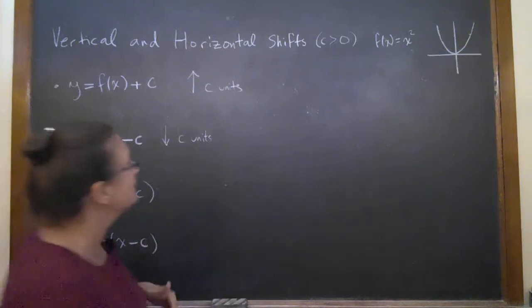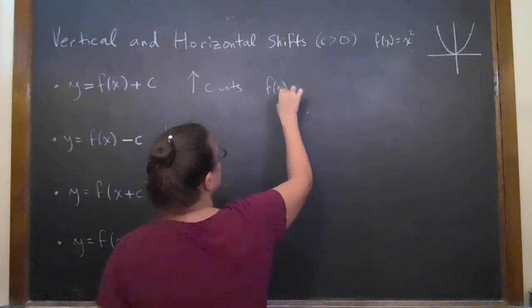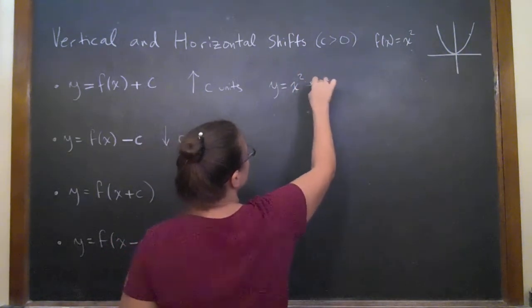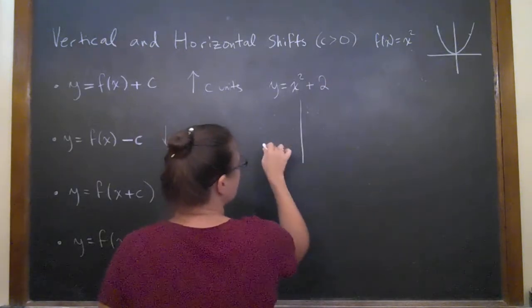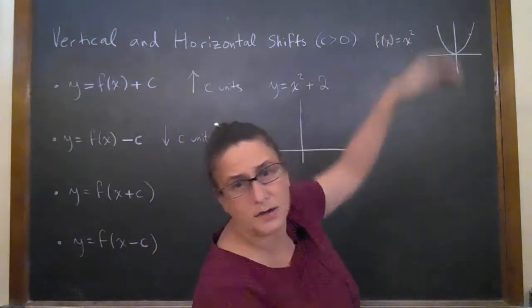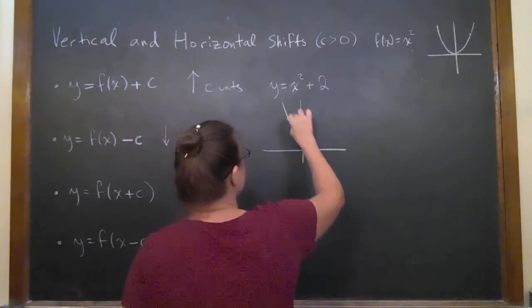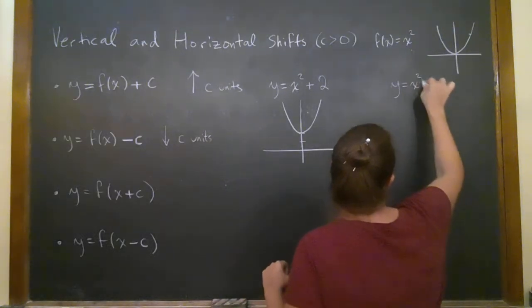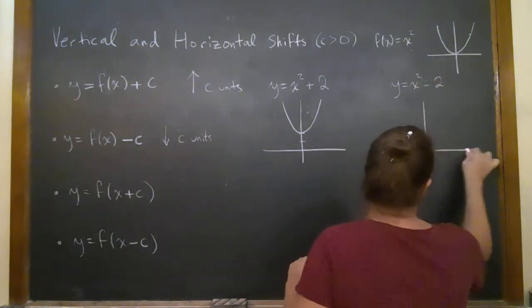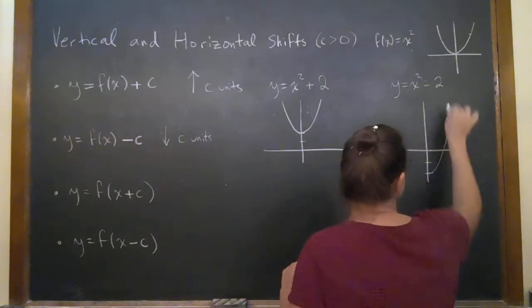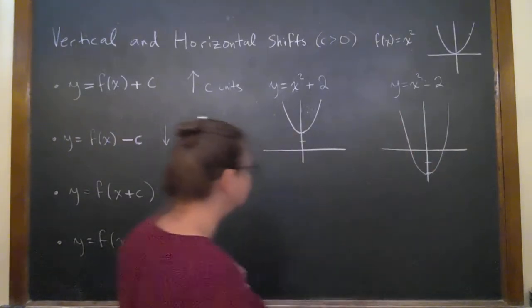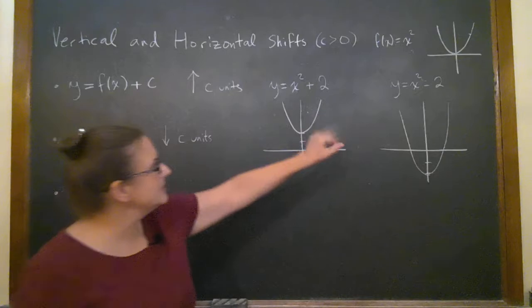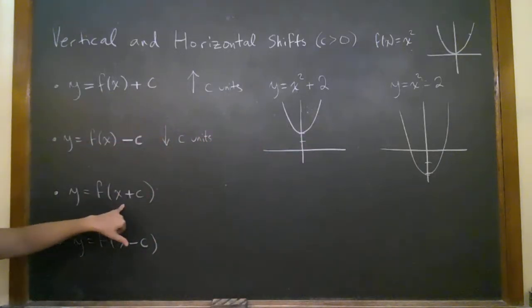So for example, let me write y equals x squared being my f of x, and I'm just going to add a 2. Then I just have the same picture, but it walks up 2 units. And conversely, if I subtract the 2, you know what's going to happen. It's going to go down 2 units. Fairly straightforward.